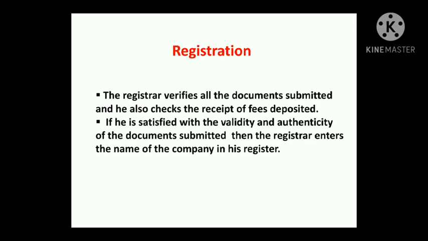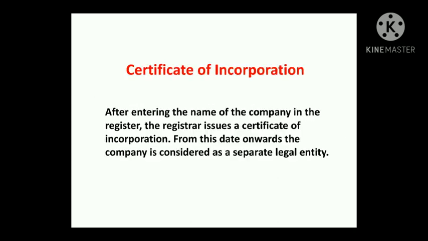After entering the name of the company in the register, we will move on to the next stage, that is Certificate of Incorporation. Here, in this stage, the registrar issues a Certificate of Incorporation. Certificate of Incorporation may be called the birth certificate of the company, because from this date onwards, the company is considered as a separate legal entity. So, these are the main stages involved in the incorporation of a company.